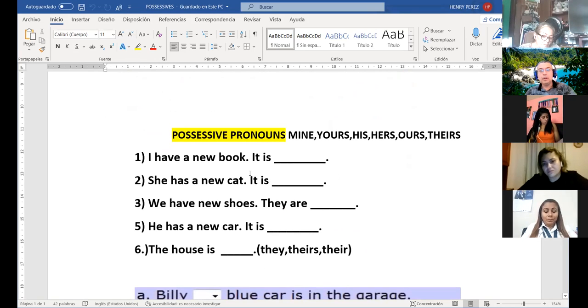Now, I have some examples here. Let me see. Jessica. Number one. I have a new book. It is mine. Okay, very good. Mine. Very good, right? Yo tengo un nuevo libro. Es mío, dijo ella. Right? It's mine. Very good. So we're going to use mine. Notice. Viene aquí al final, right? After the object. Now, aquí le tengo una diferencia aquí en número 6, but let's do number 2.